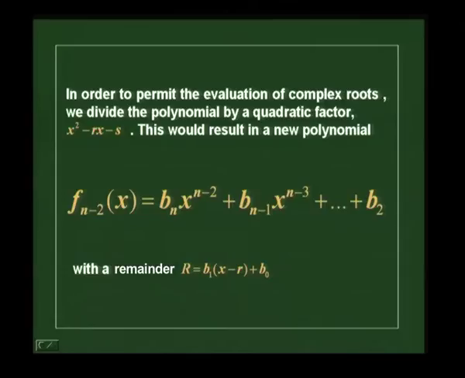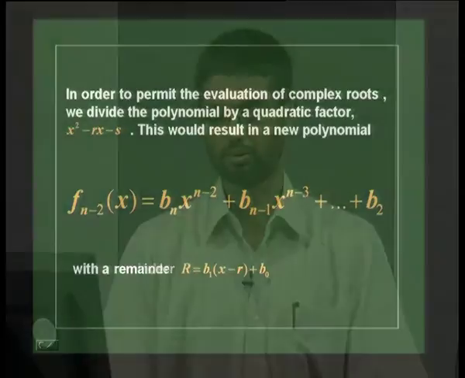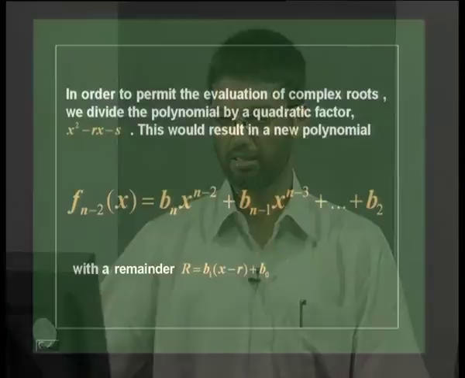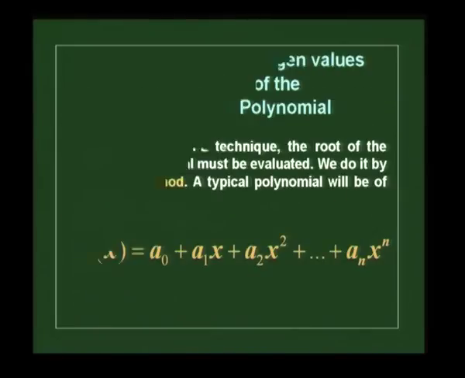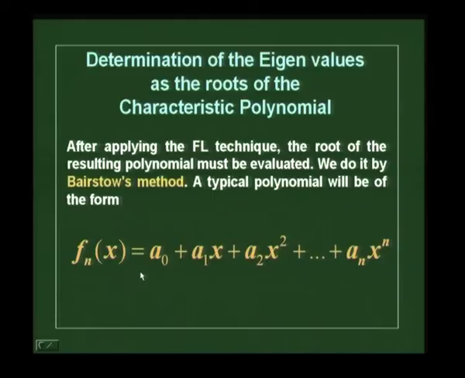Now we know that the roots come as pairs. Since the coefficients are real, the roots come as pairs of complex conjugates, so always they will come in pairs. We can make use of that, and say that the polynomial should always be divisible by a quadratic polynomial of this type, x squared minus rx minus s. So we take this polynomial, we want to find all the roots of this polynomial, but we know the roots come in pairs.